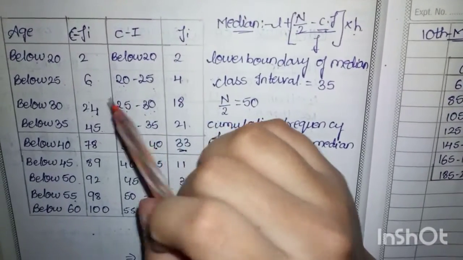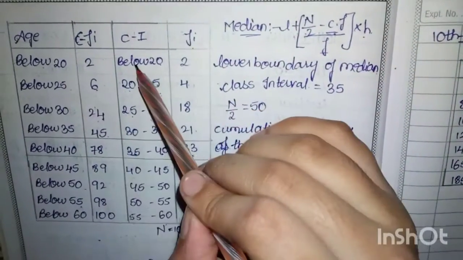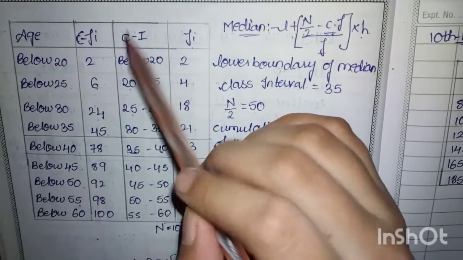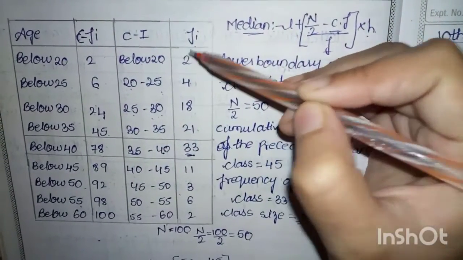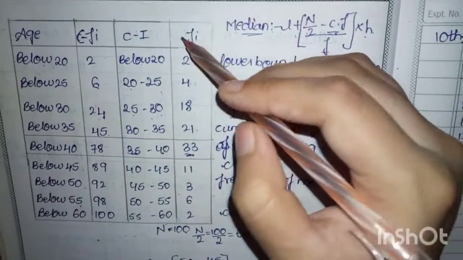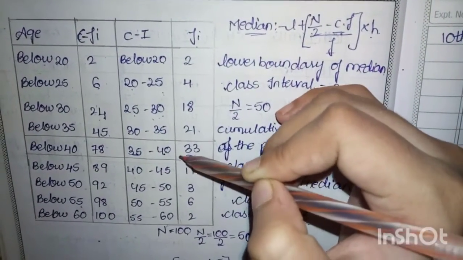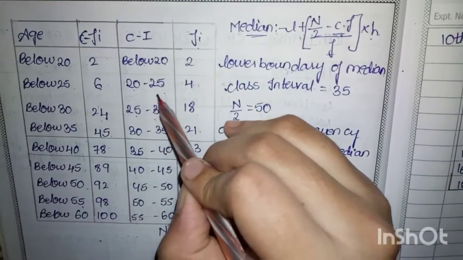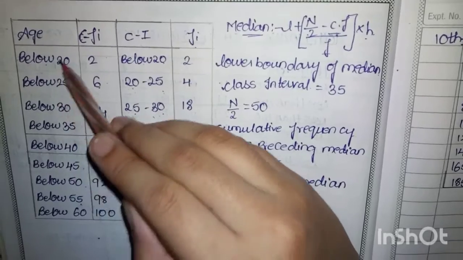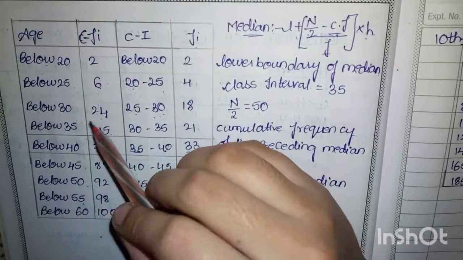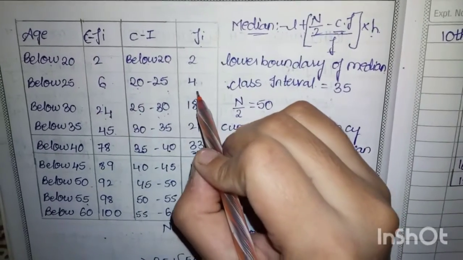Next, how to prepare the frequencies. Since the first class interval is written as it is, the cumulative frequency will also be written the same as the frequency. Next, from the next step we make our frequencies. We need the frequency between 20 to 25, but here it is below 25, which means below 20 is also included, so we have to subtract: 24 minus 6... that is 2 minus 6, so you get 4.